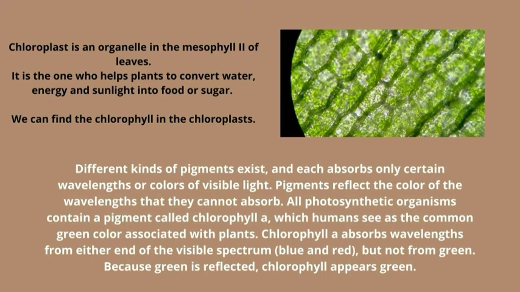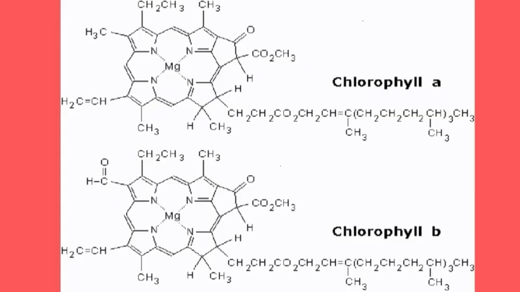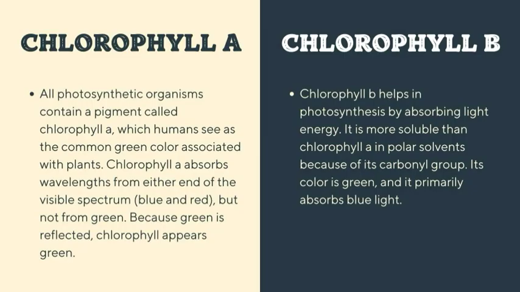It is the one that helps plants convert water, energy, and sunlight into food or sugar, what we call glucose. All photosynthetic organisms contain a pigment called chlorophyll A, which humans see as the common green color associated with plants. Chlorophyll molecules include a hydrophobic tail that inserts into the thylakoid membrane, and a porphyrin ring head which absorbs light. Chlorophyll A absorbs wavelengths from both ends of the visible spectrum, blue and red, but not green.